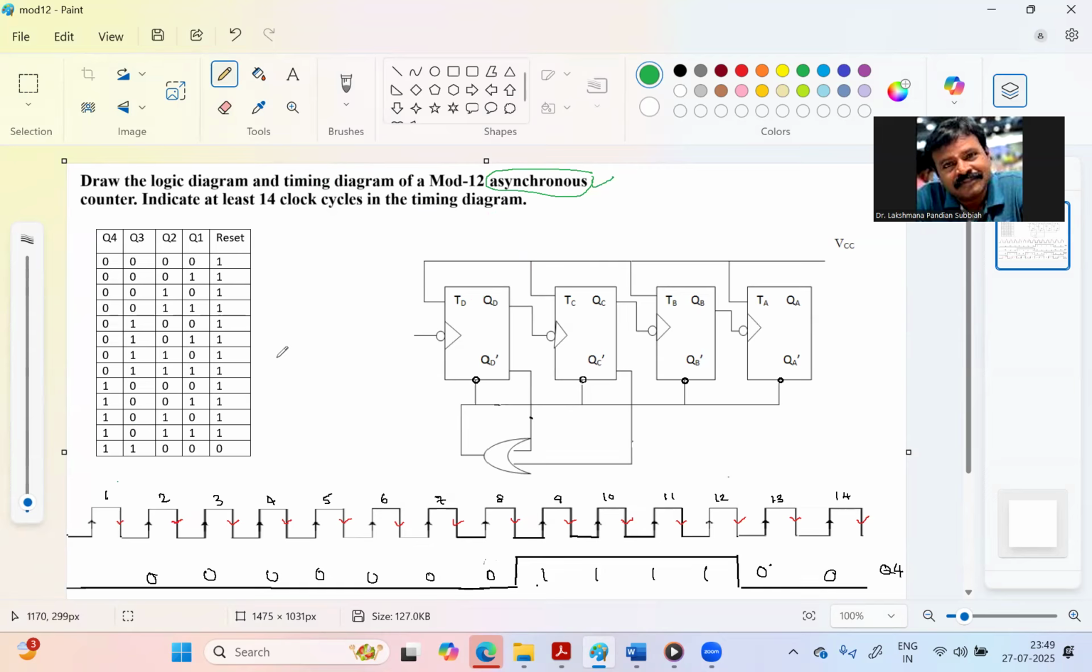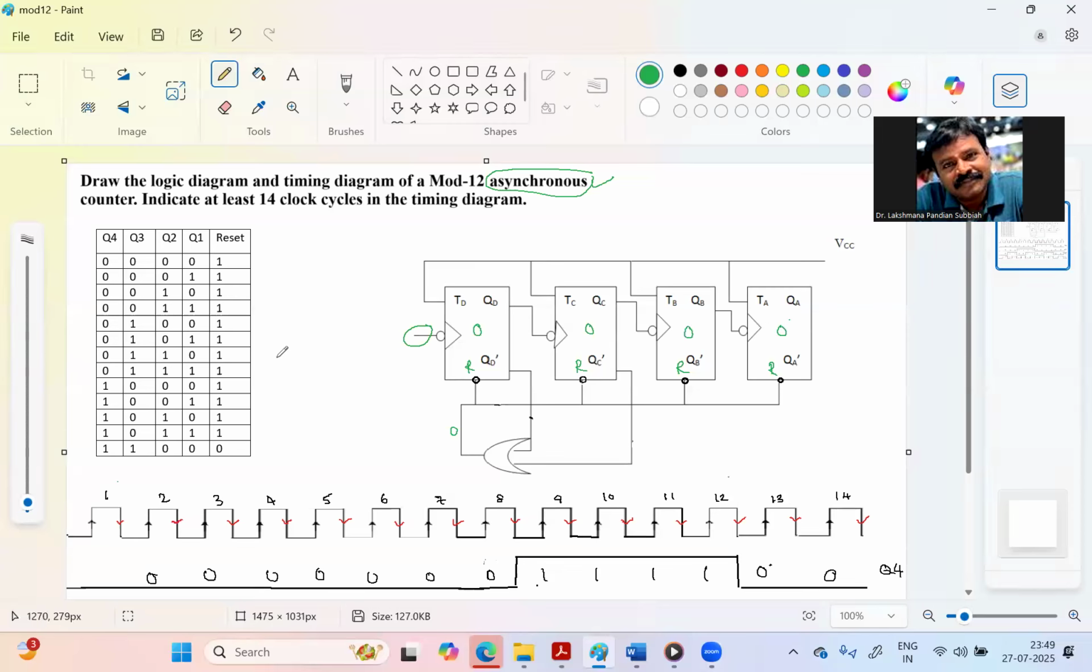If you have this connection with asynchronous, then the first flip flop is connected directly to the clock, and the second one is connected to the output of the first T flip flop as its clock. Then the third one is connected likewise. Then here we have this reset button. The reset pin, when that value is 0, will make all flip flops 0, right? So initially you have 0 0 0.